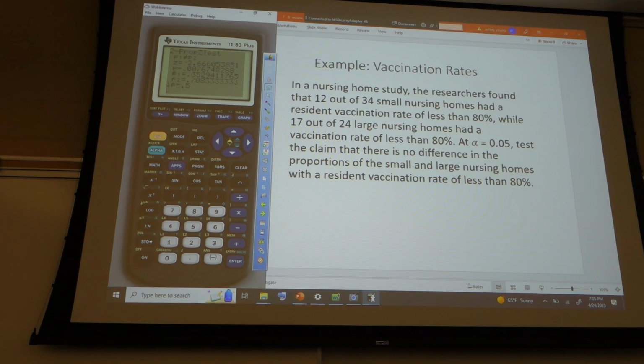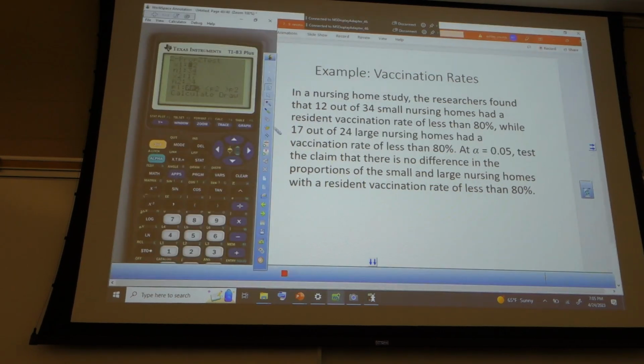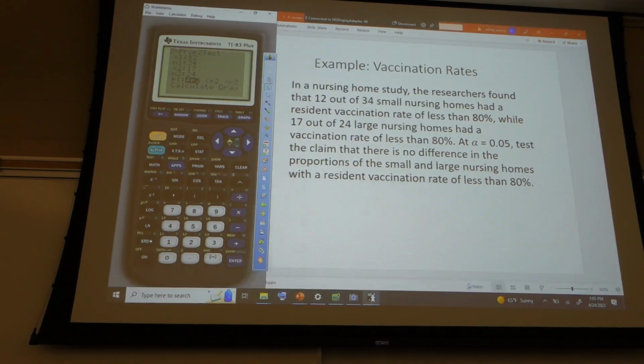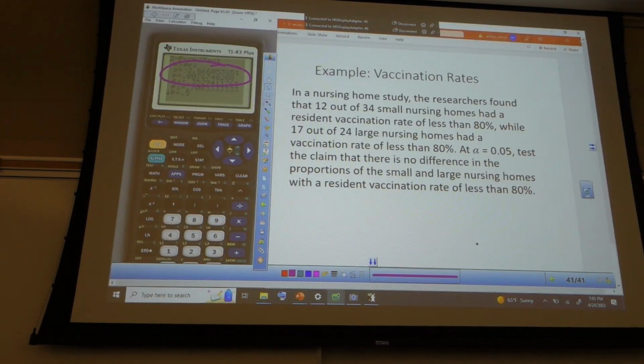So we end up getting a z of, I should probably go through that again. Stat, test, 2 sample, 2-PropZTest. So here we have it, and then we end up getting a z of negative 2.667, and a p-value of 0.00767.